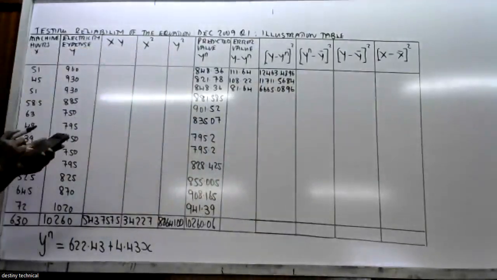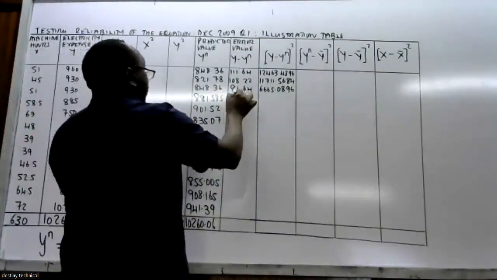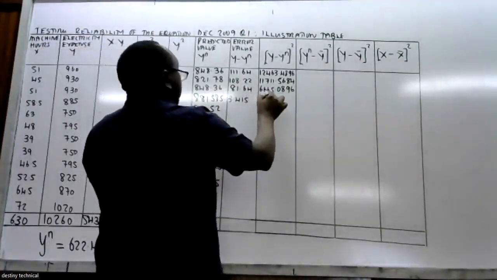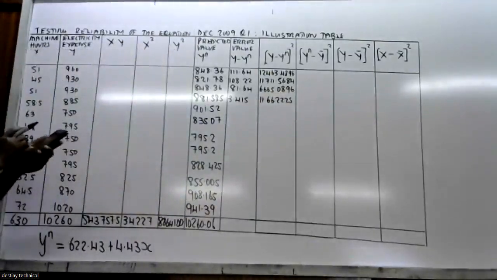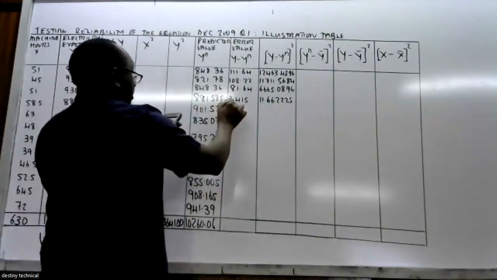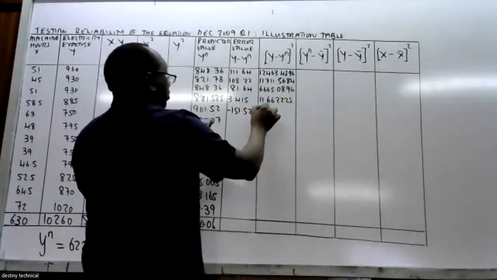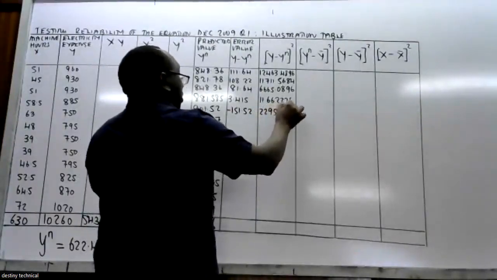I have 885 minus 881.585 is 3.415. You square, you get 11.662225. 750 minus 901.52 is negative 151.52. You square that, it is 22,958.3104.